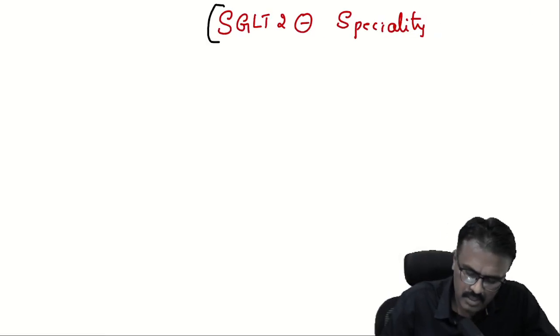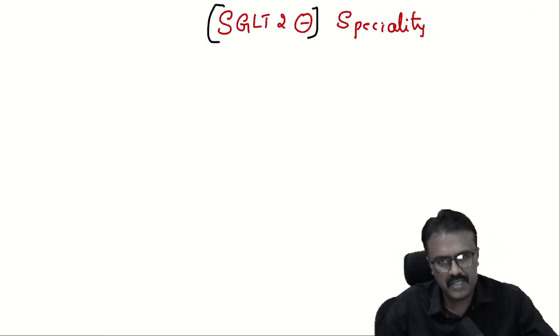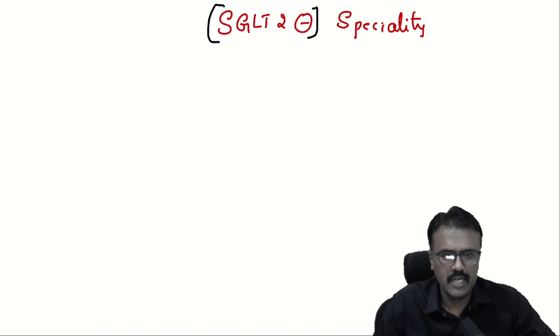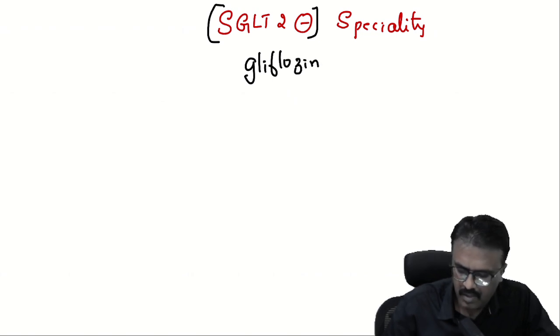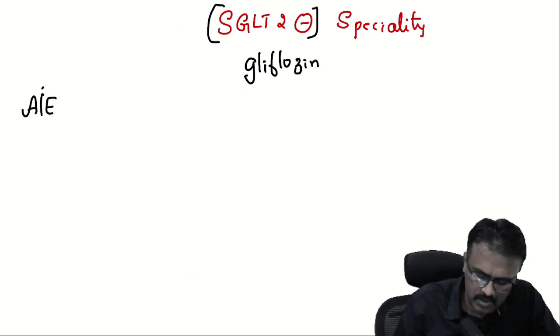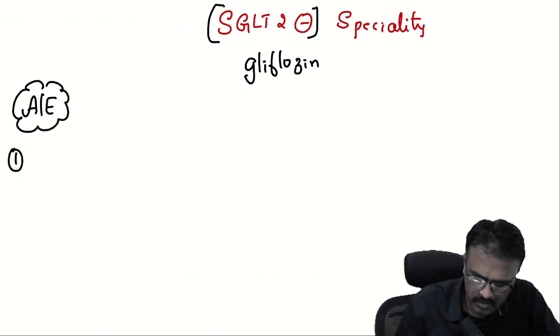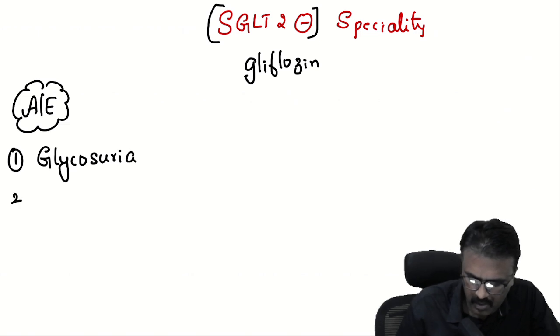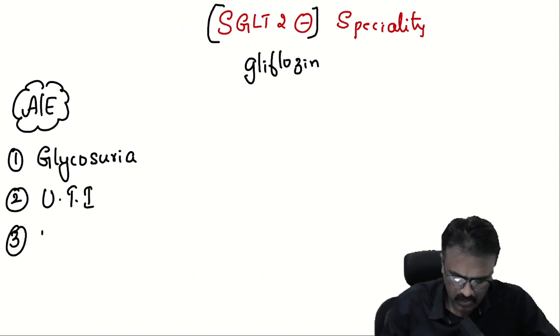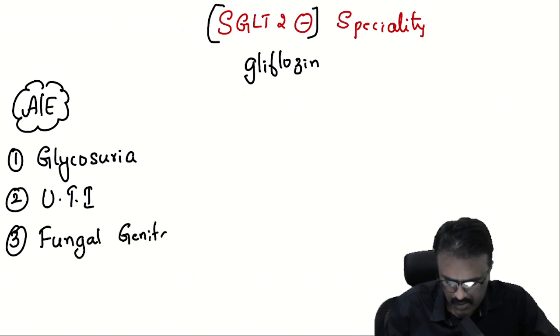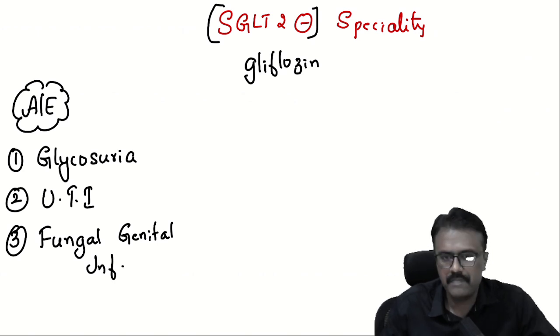But nowadays the testing is mainly on SGLT2 inhibitors, sodium glucose transporter 2 inhibitors. They end with gliflozin. Point number 1: what is the adverse effect they produce? They cause glycosuria. They allow glucose to go in the urine. So who will enjoy that? Bacteria. So what will happen? UTI. Third, the fungus will also grow, fungal genital infection. These are very common.